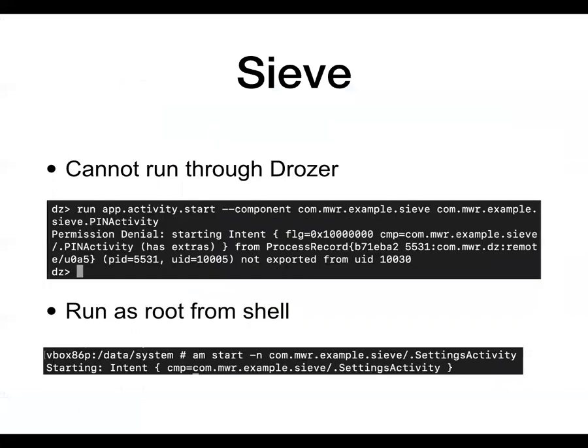All right. So you can't run it through Drozer, but you can run as root from the shell, and that is just by design. That is not necessarily something wrong, I think. But it is a thing to know because it is a reason. Now you're back to your threat model.